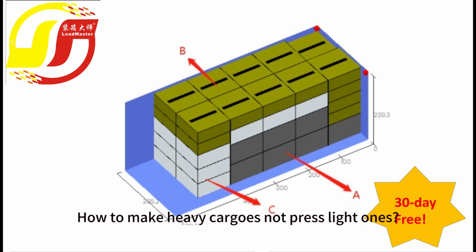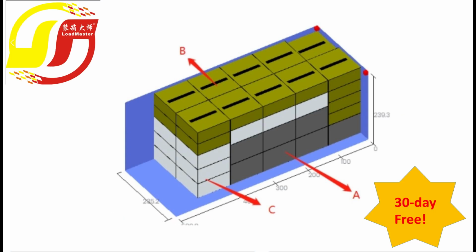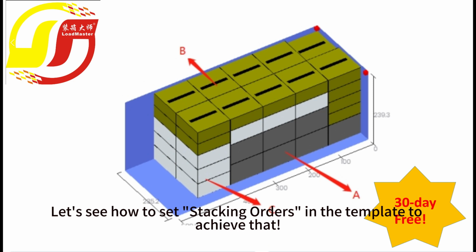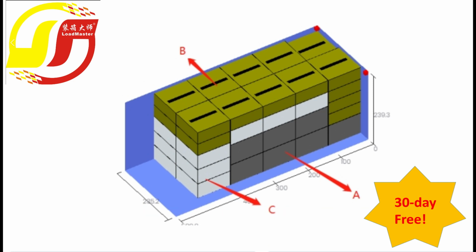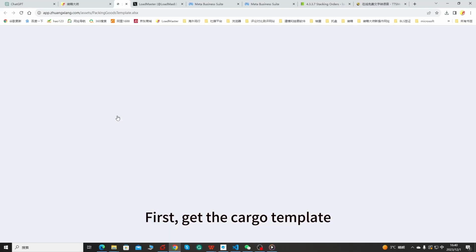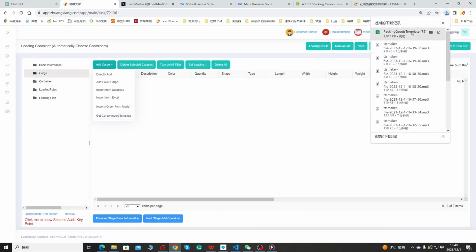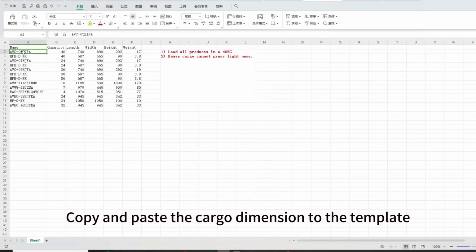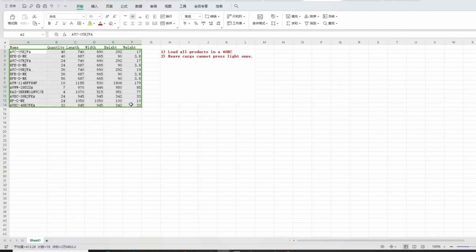How to make heavy cargos, not press light ones. Let's see how to set stacking orders in the template to achieve that. First, get the cargo template. Copy and paste the cargo dimension to the template.